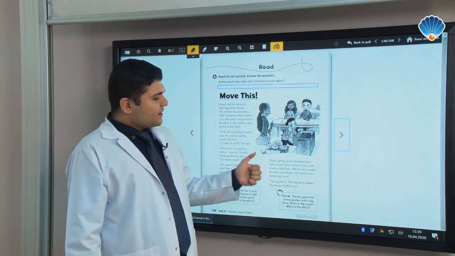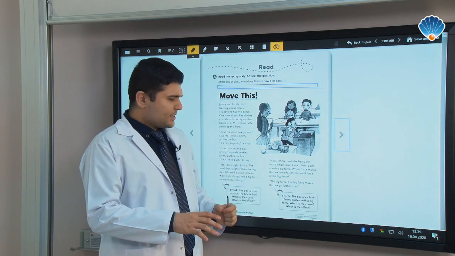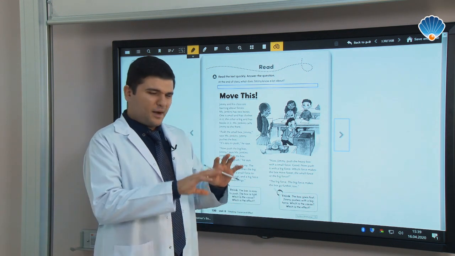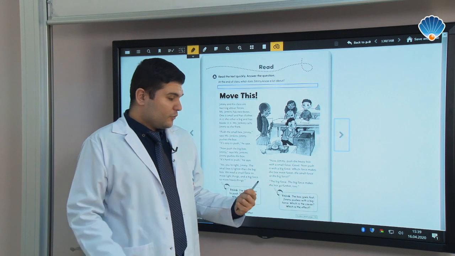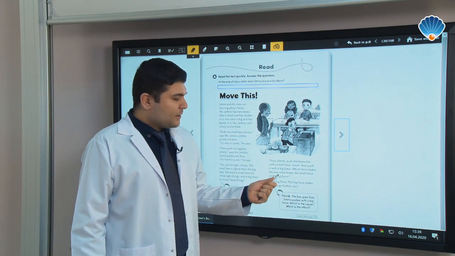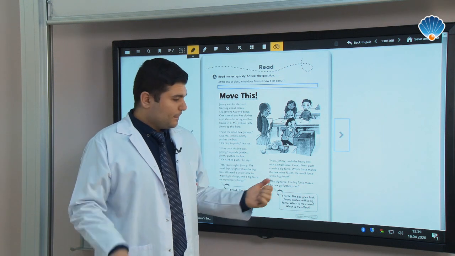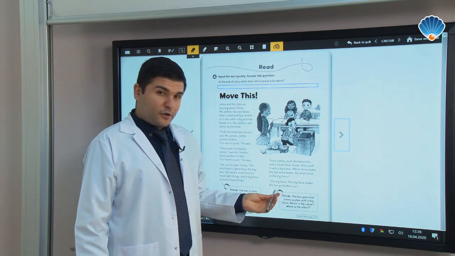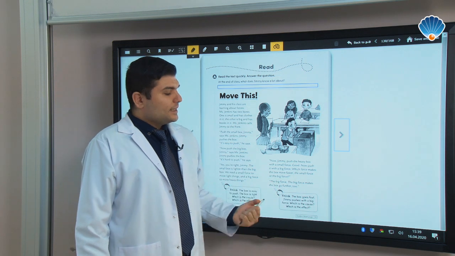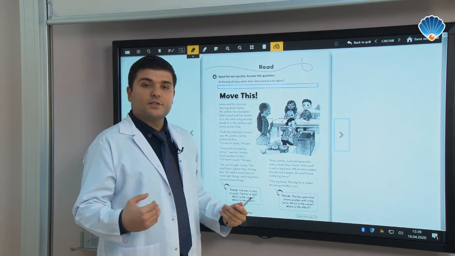And the last part, now Jimmy pushes the heavy box with a small force. The box is heavy, but you have to use small force. "Good. Now push it with a big force. Which force makes the box move faster? The small force or the big force? The big force makes the box go further too."